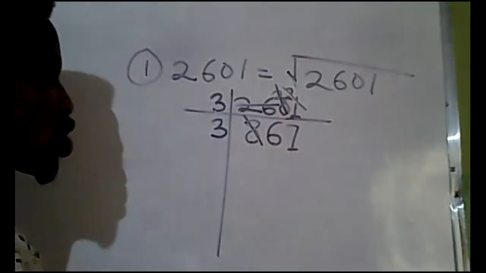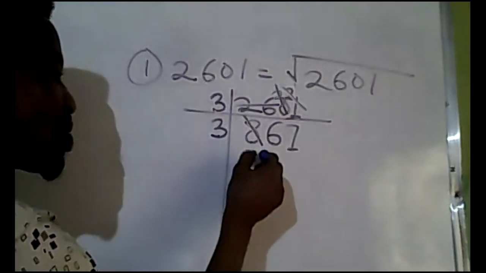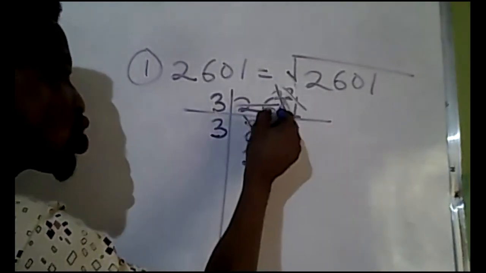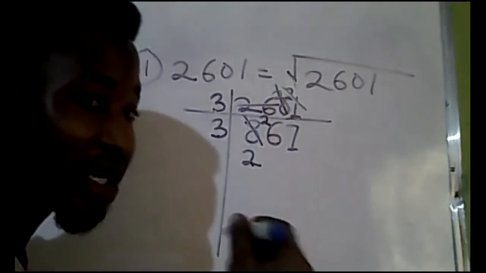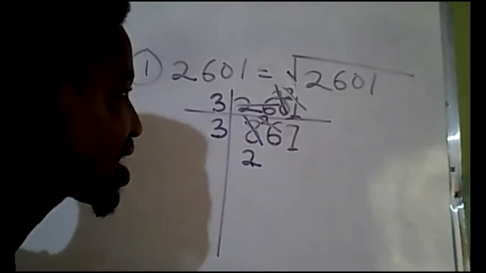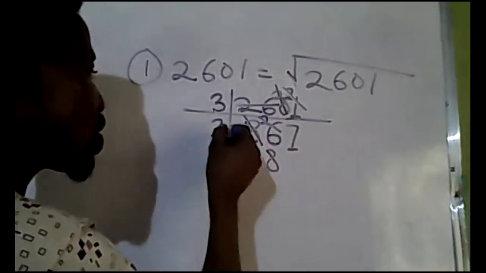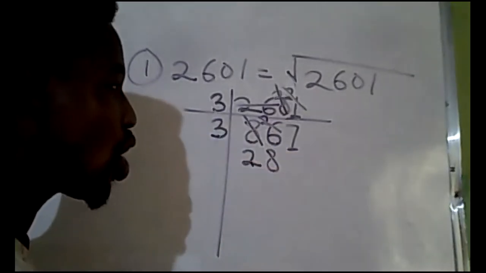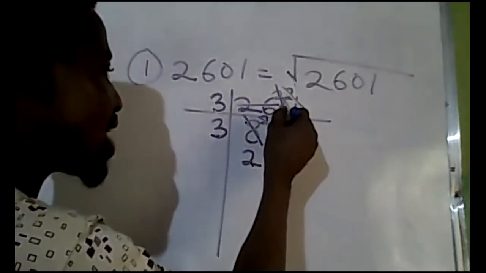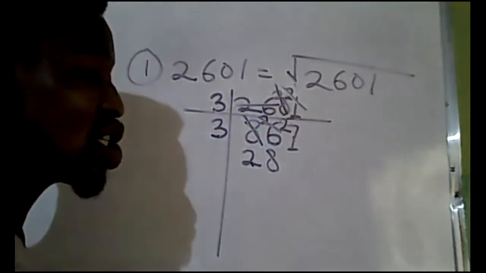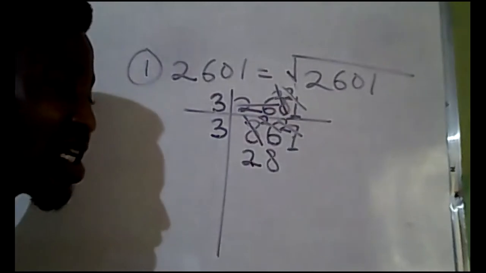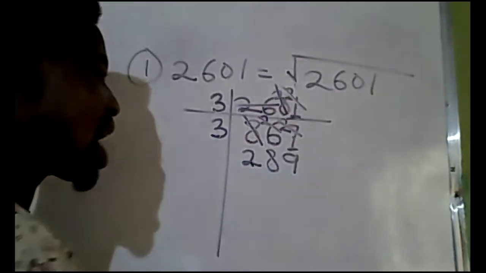3 in 8 is what? 2. 2 times 3 is 6. Take 6 away from 8, you are left with 2. Put the 2 here. 2 and 6 become 26. So 3 in 26. How many 3 do you have in 26? Is 8. So 3 times 8 is 24. Take 24 away from 26. You are left with what? 2. Pull that 2 here. 2 and 7 is 27. How many 3 do you have in 27? Is 9. Thank you.